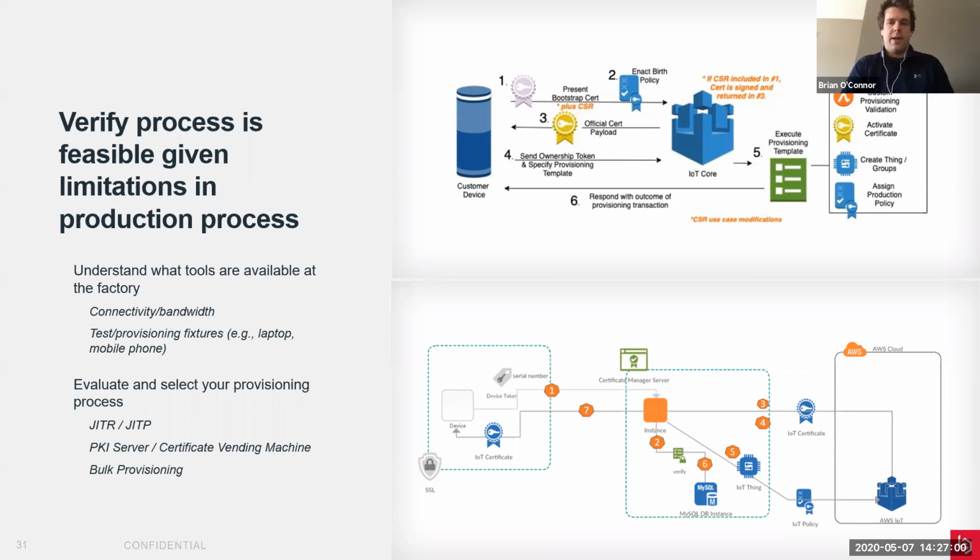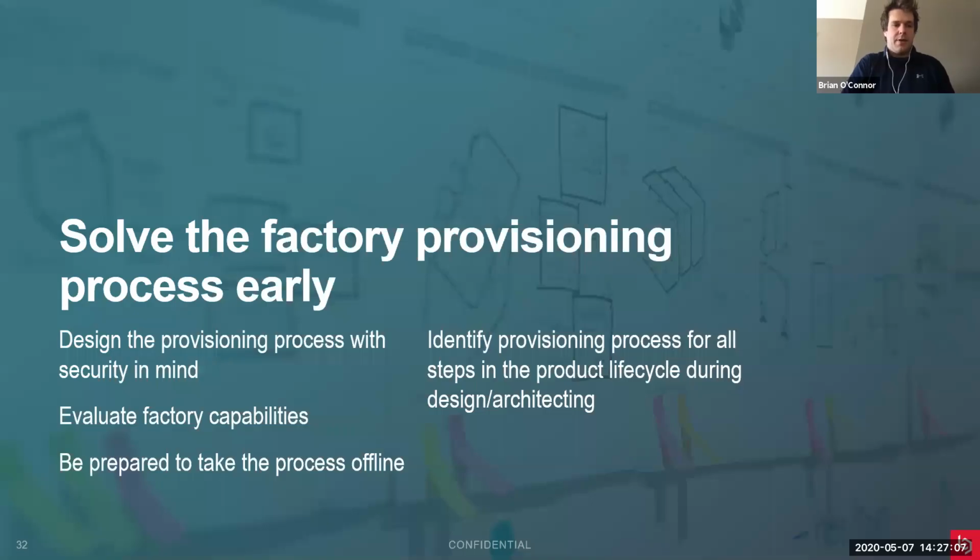So a couple key takeaways to reducing risk through the project timeline as we jump to the next slide. Number one, make sure that you're designing the provisioning process with security in mind. You will need certificates to ensure a secure connection between your IoT devices and the cloud.